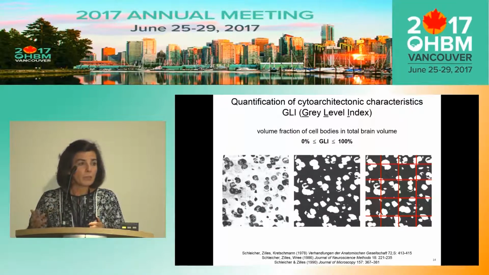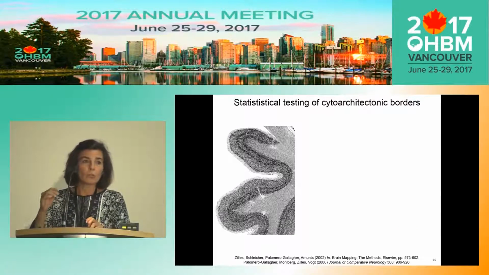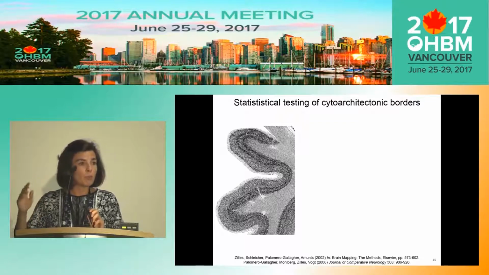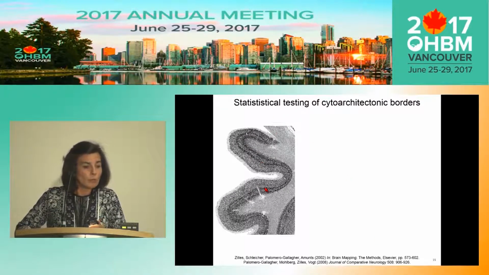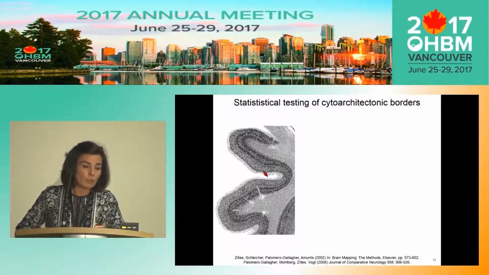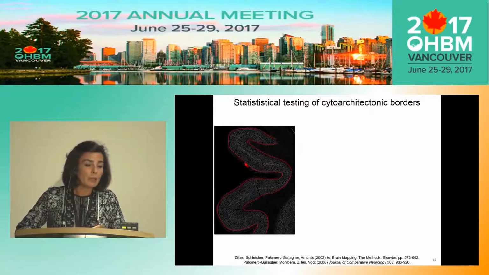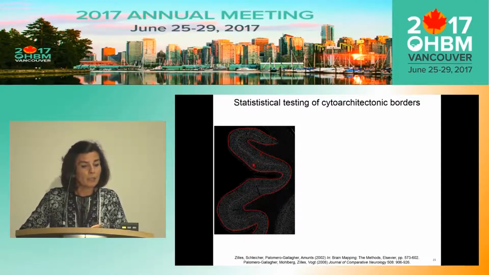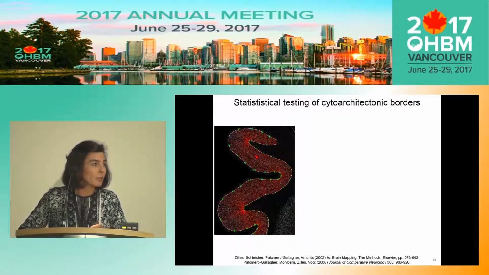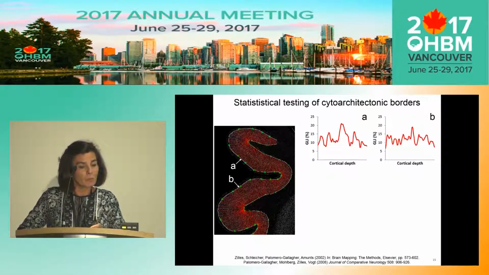The second aspect of this observer-independent mapping is that we can also test the position of borders that we've identified for statistical significance. The image shows a coronal section through the subgenual portion of the cingulate gyrus, again, a cell body staining. We can transform this image here into a gray level index, and if we then draw contour lines separating layers 1 and 2 and then layer 6 from the white matter, and we extract GLI profiles perpendicularly to these lines, we can measure the changes in the gray level index along each one of these profiles. And if we now compare the profiles from position A and position B, you can see that they're very different in shape. And we can quantify the differences in these profiles.